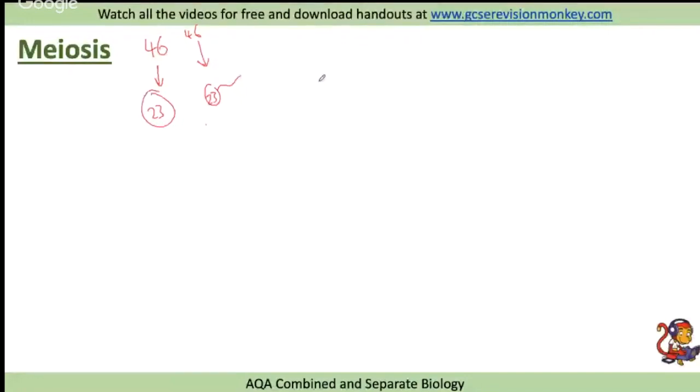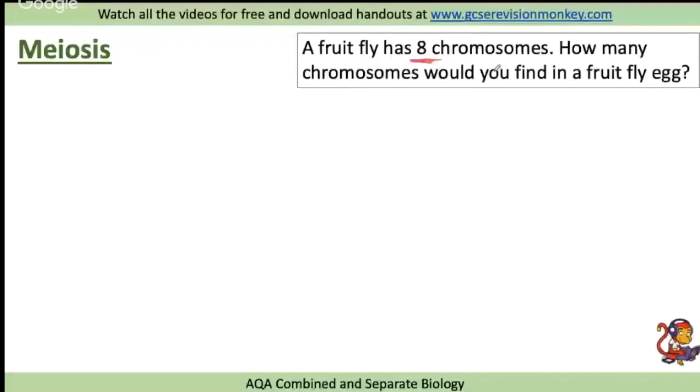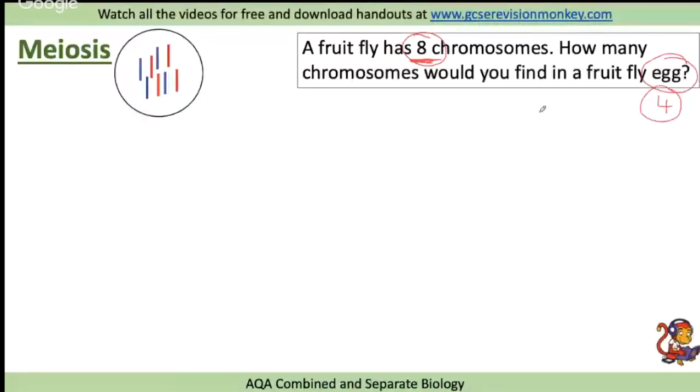But here we go. A fruit fly has 8 chromosomes. How many chromosomes would you find in a fruit fly egg? Well, it's exactly the same principle. If he's got 8 to start off with, in the egg there'll be 4, because there's half the number of chromosomes in the gametes. So let's start and look at what meiosis is with this example of a fruit fly, because it's easier to draw 8 chromosomes than it is to draw 46.